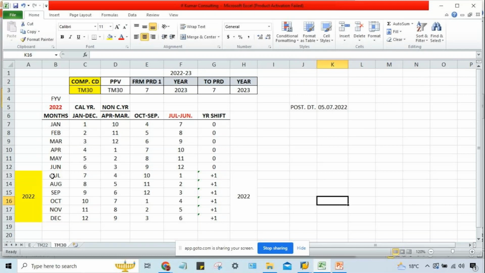I said, July onwards, the client is saying that the calendar year is 2022, but the client is saying that my 2022 is going to start from 1st of July onwards. So from 1st of July onwards, we are in 2022. And here also, sir, then 0, sir. From July to December is 0, sir.